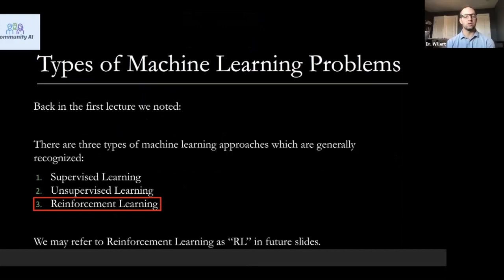break down machine learning approaches into three general categories. So we've talked about supervised learning. Those were methods like regression and classification. And we talked about unsupervised learning, like clustering. But we haven't talked about number three, so that's what we're going to do tonight. And just so you know, if I refer to reinforcement learning as RL, those mean the same thing. And sometimes I'll just use that as shorthand.